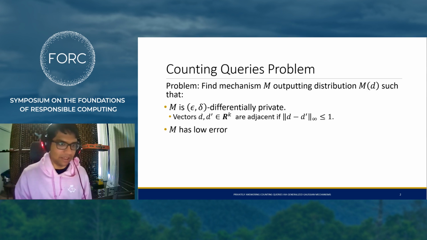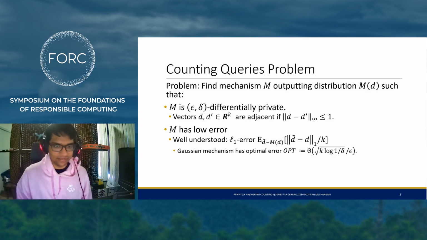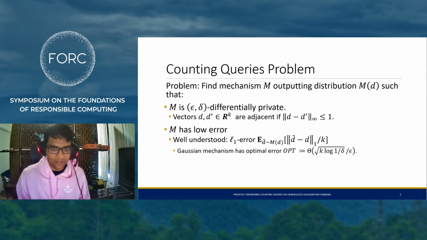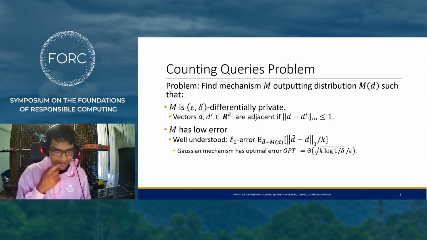And what do we mean by low error? Classically, and what's well understood, the error was the L1 error. The L1 error is basically just the expected amount of noise we add on average to each coordinate of D. And here the Gaussian mechanism, which just takes D and then adds noise sampled from a Gaussian, achieves the optimal error of root k log 1 over delta, all over epsilon, and satisfies epsilon-delta differential privacy if the standard deviation is set correctly.